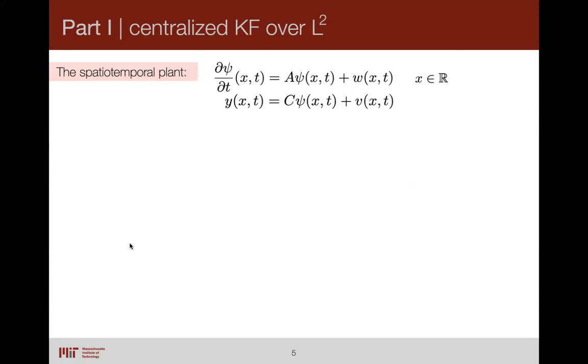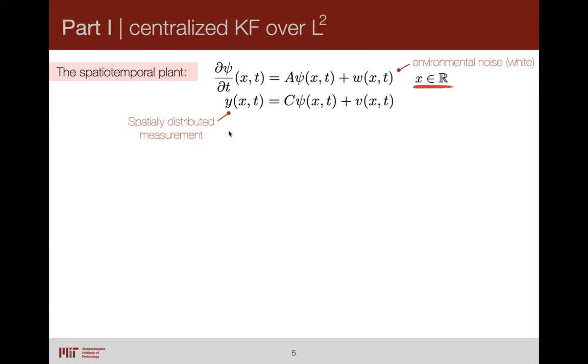So the plant that I will be looking at has this form. This is pretty standard. We assume that we have some state that evolves both in space, denoted by the coordinate x here, and in time. We assume that the dynamics of our system is perturbed by some environmental noise that we denote by W, and that my spatial domain is going to be the whole real line. Okay, so just to keep things simple, I'm looking at 1D, and you can think of this as the limit of, for example, a very long worm or a very long tentacle.